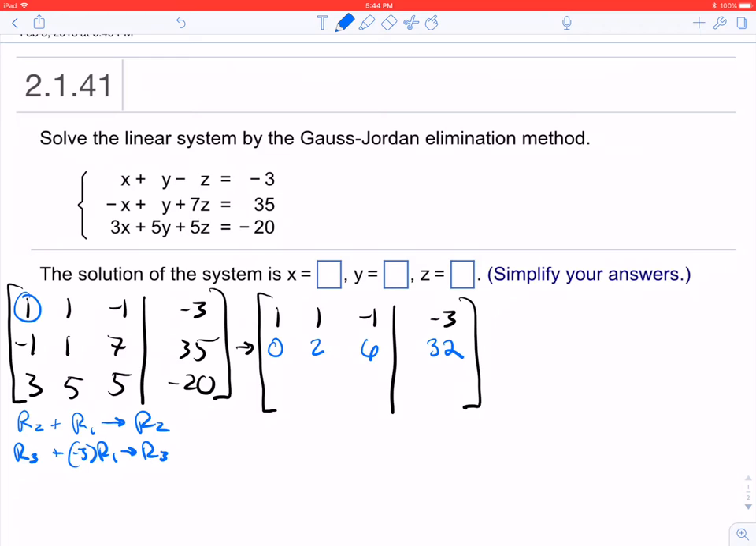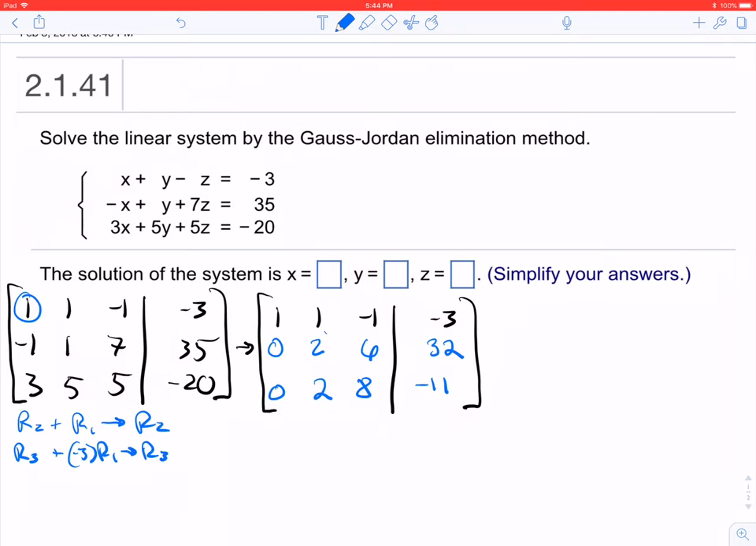And then row 3 is plus negative 3 times row 1. So that's a 0. That's 2. 3 plus 5 is 8. 9 plus a negative 20 is a negative 11. Okay. So now we're done pivoting on that first entry.